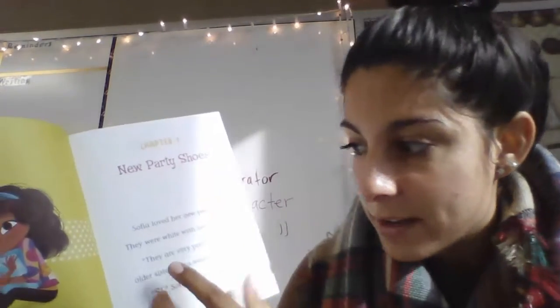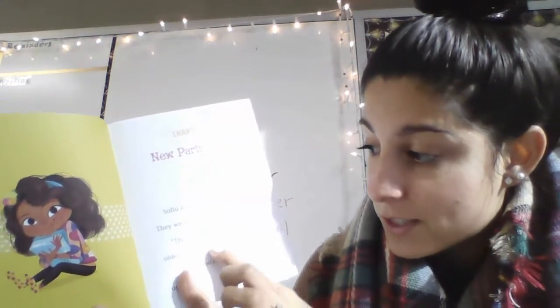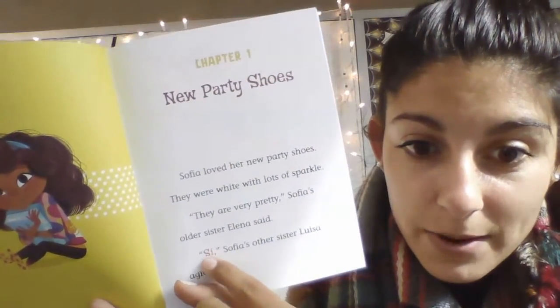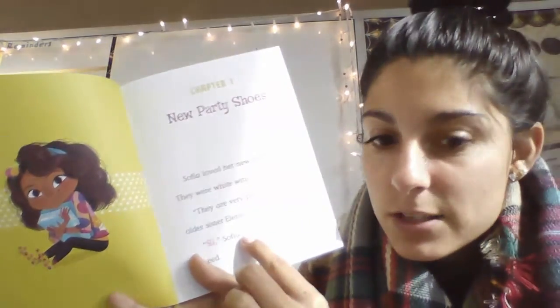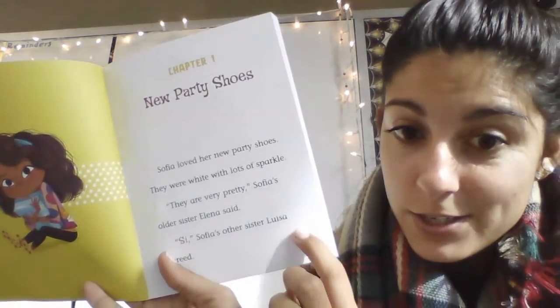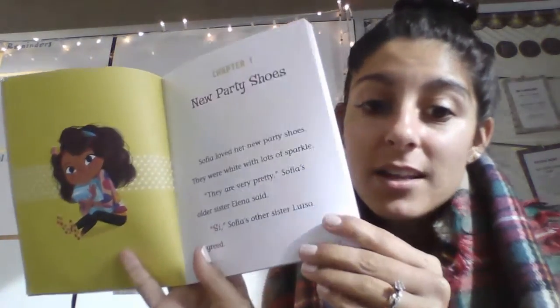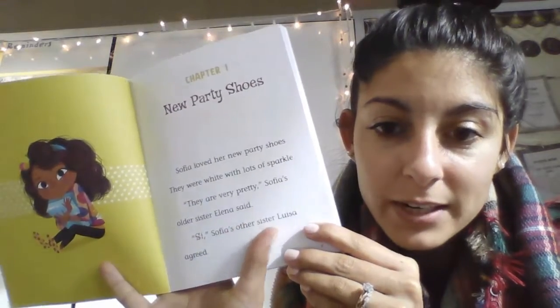So one more time, I'll read it. "They are very pretty," Sofia's older sister Elena said. And I see it again, so my voice is going to come alive like I'm the character. "Yes, see," Sofia's other sister Luisa agreed. And then my voice went back to normal when it was the narrator. So after the talking, I just go back to normal reading. Okay, let me do the second page to show you.